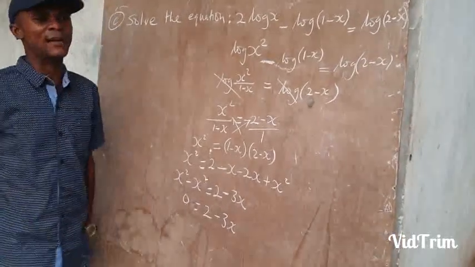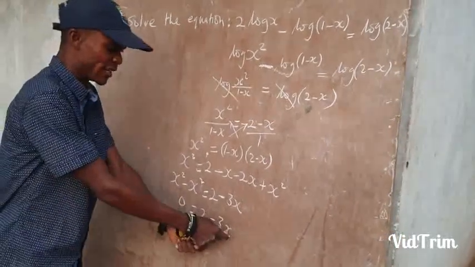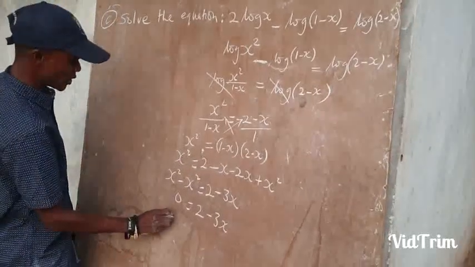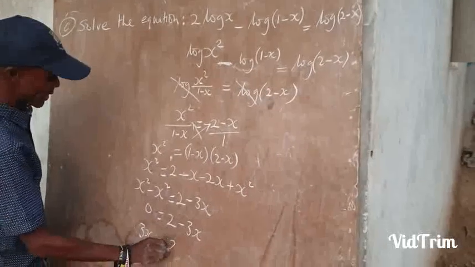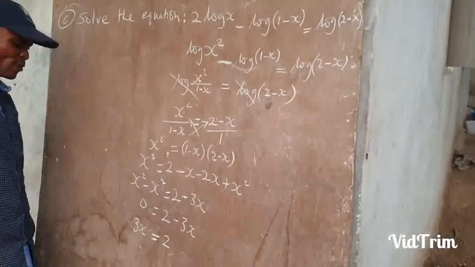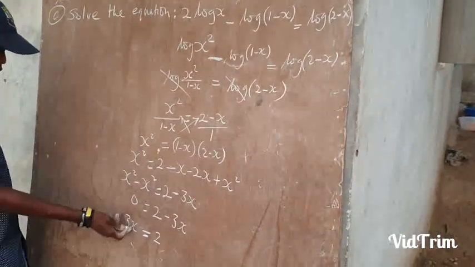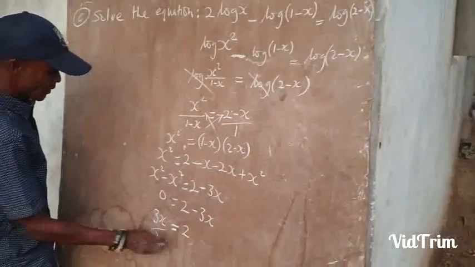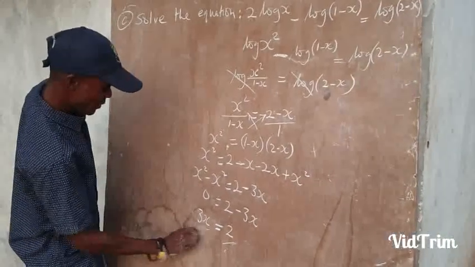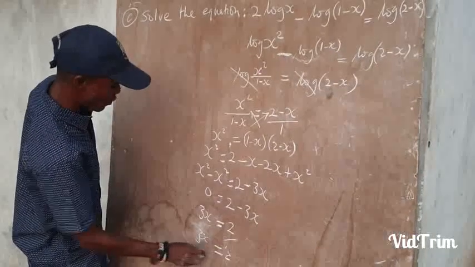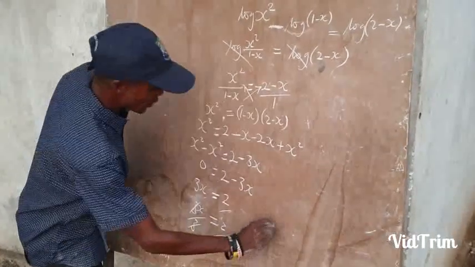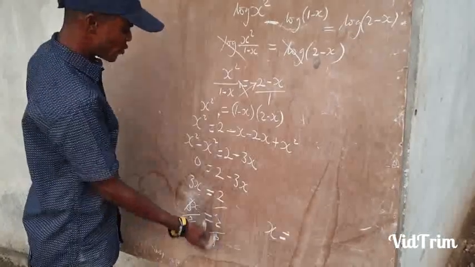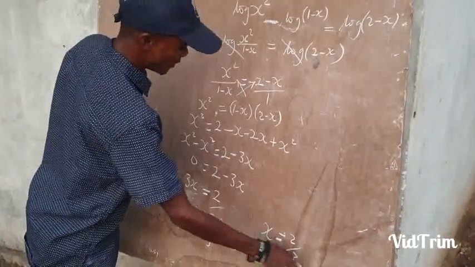We collect like terms. If I decide to take minus 3x to the left, it will become positive 3x. And I have 2 now on the right. For me to get x, I divide both sides by 3. 3x equals 2. I will divide there by 3, divide there by 3. This cancels. So the value of x that I will get will be 2 over 3.